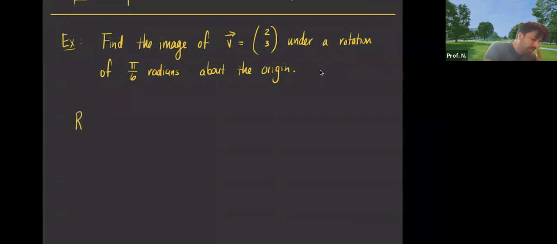We should first find the rotation matrix that rotates pi/6 radians about the origin. So what would be that rotation matrix? We can call it R for rotation. Well, we just talked about rotation matrices, right?